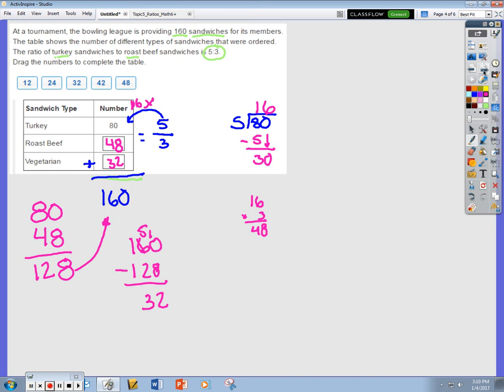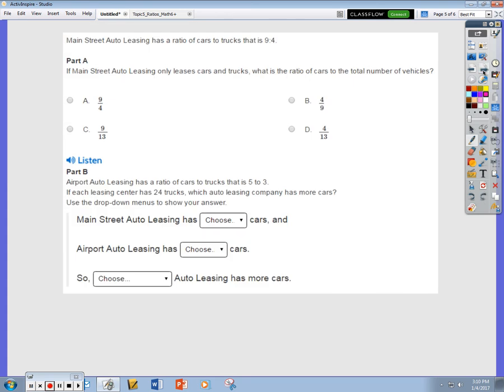I'm not going to go back to the video for this one, or the original Pearson Online. I think you get an idea for that. Let's look at the next one. Main Street Auto Leasing has a ratio of cars to trucks that is 9 to 4. Okay, so I'm going cars to trucks, 9 to 4.